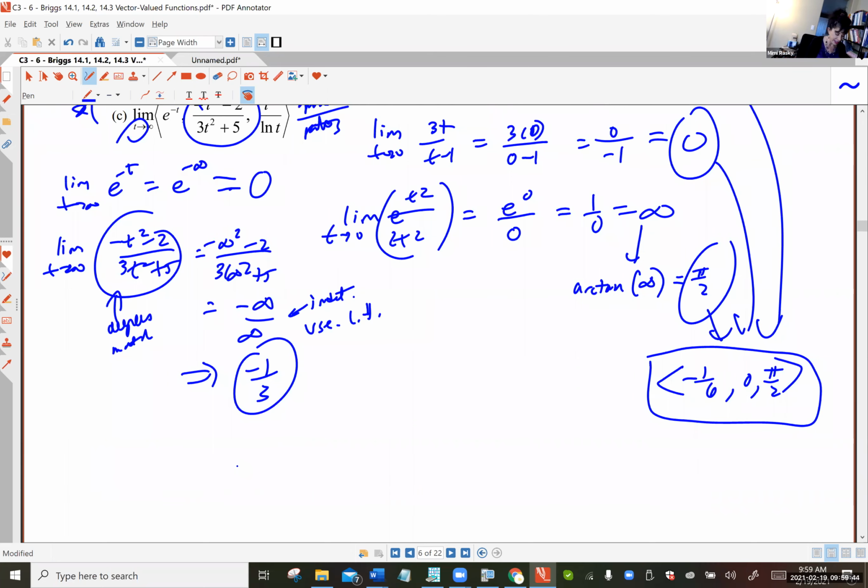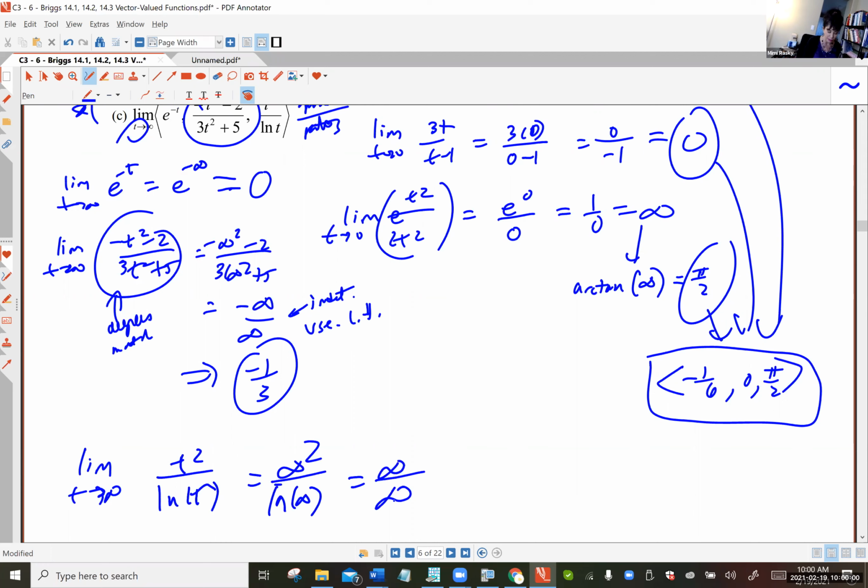And then finally, the last guy is asking you to take a limit of t squared over ln t. If you use direct substitution, you're going to get infinity squared over ln of infinity, but that's basically a big number over a big number, which is indeterminate. You can go ahead and use L'Hopital's rule. You might have to use it more than once and you'll get an answer. But I'm going to do growth rates. So let's apply growth rates.